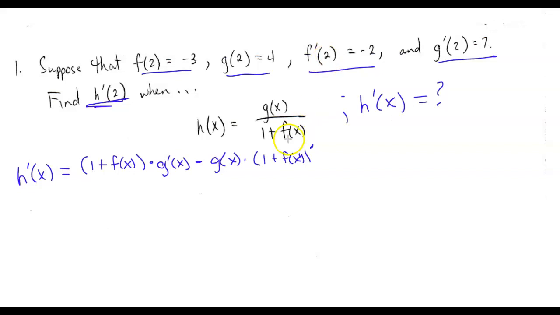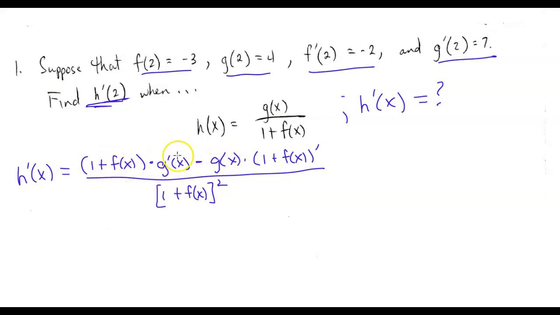That didn't write the way I wanted it to. So we have the derivative of the low function, and all of that divided by the low function squared. Okay.